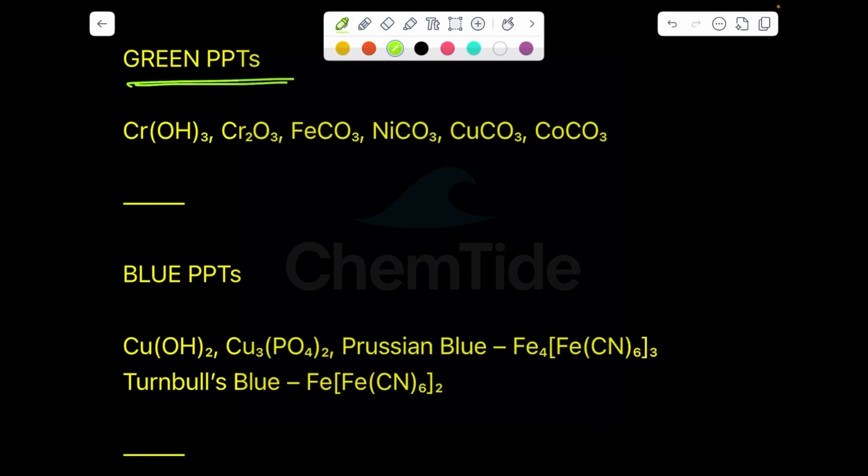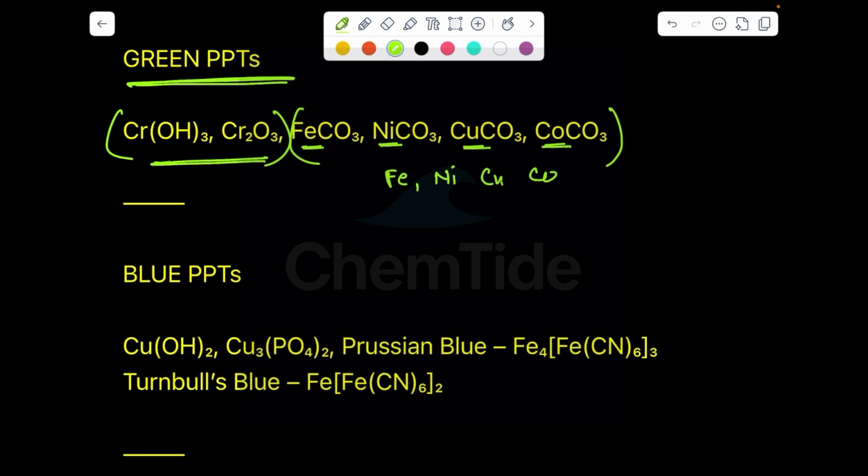Next we have the green precipitate. Chromium hydroxide and chromium oxide are both green. Apart from that, we have iron, nickel, copper and cobalt carbonates, which form the green precipitate. So we can learn it this way: Fe, nickel, copper, cobalt, and chromium. These five elements participate in forming the green precipitate.